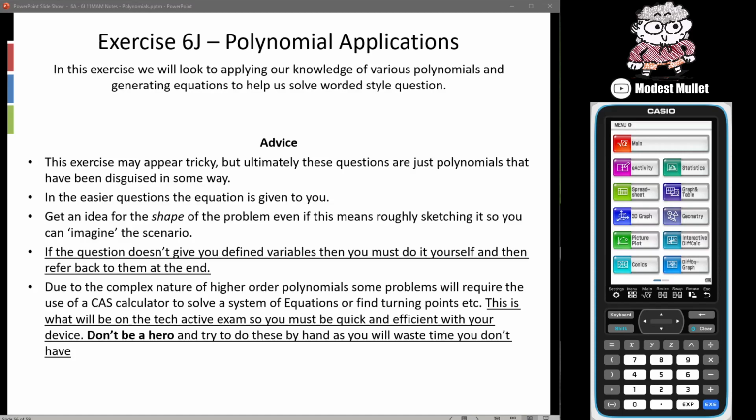Hello all, as we continue to look at polynomials, this is our final exercise for the chapter. So like always, we're now finally getting into actually applying our skills to real world problems, as much as we can probably call them that, even though they're still a bit contrived at this Year 11 level. It's giving you an idea where this is going towards.